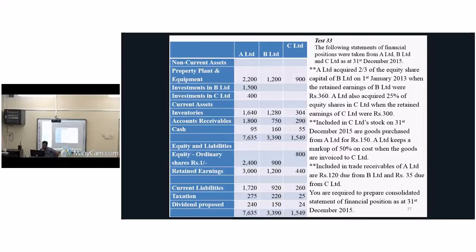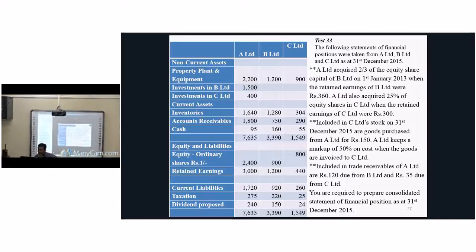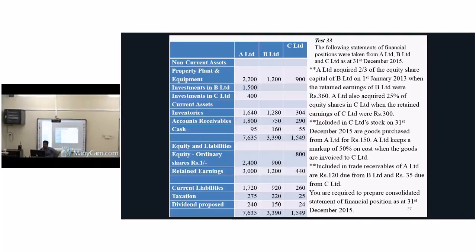In this question, the following statements of financial position were taken from A Limited, B Limited and C Limited as at 31st December 2015. First point, A Limited purchased 2/3 of the equity share capital of B Limited. 2/3 means 66.6%. And the other one is 25%.